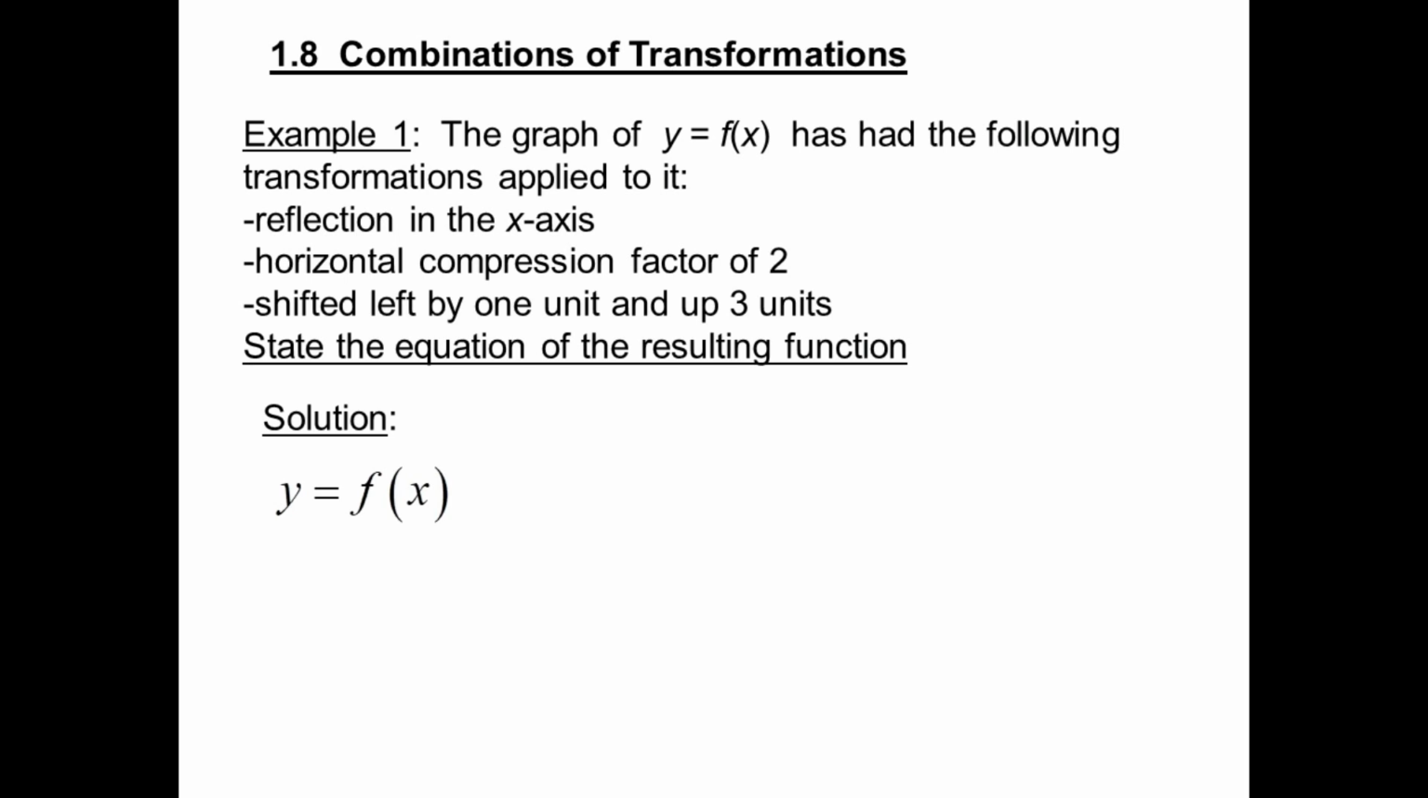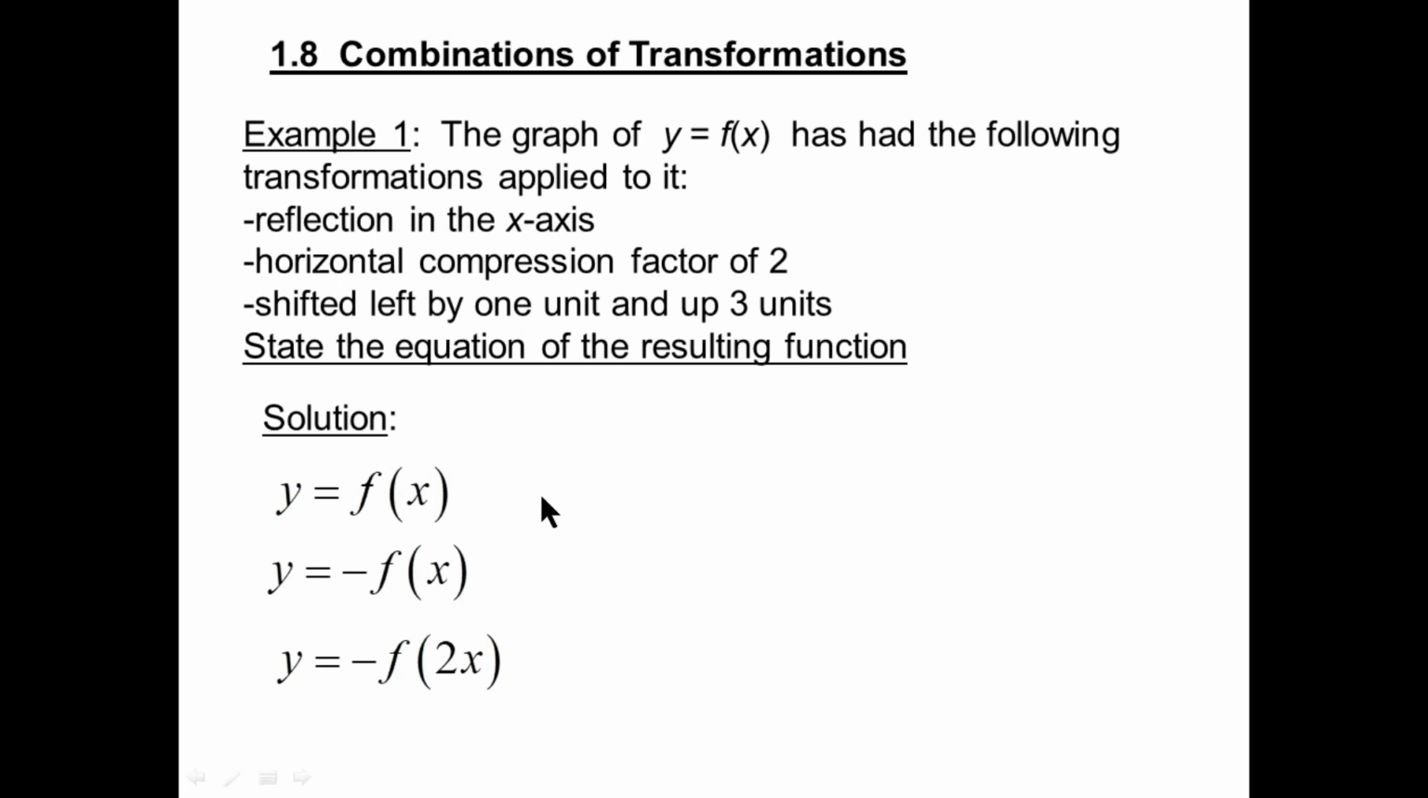Solution. Well, we can start with y equals f of x, and then we have to reflect it in the x-axis. So we have to replace y with negative y, and there it is reflected in the x-axis. Now, horizontal compression factor 2, that means we have to go into the input section because it's horizontal motion, and compress, so we'll put a 2 here. There's our horizontal compression factor 2.